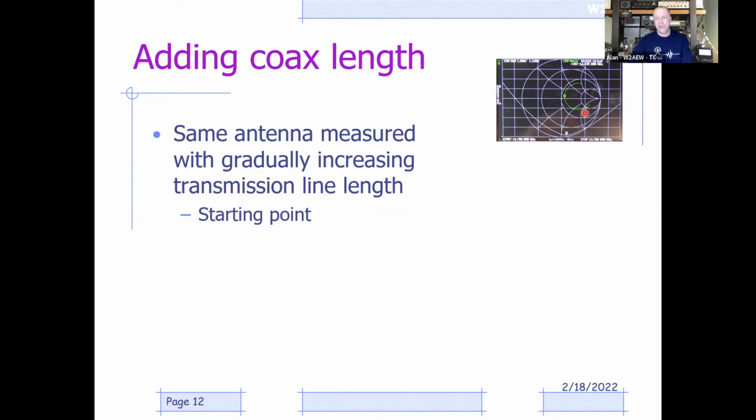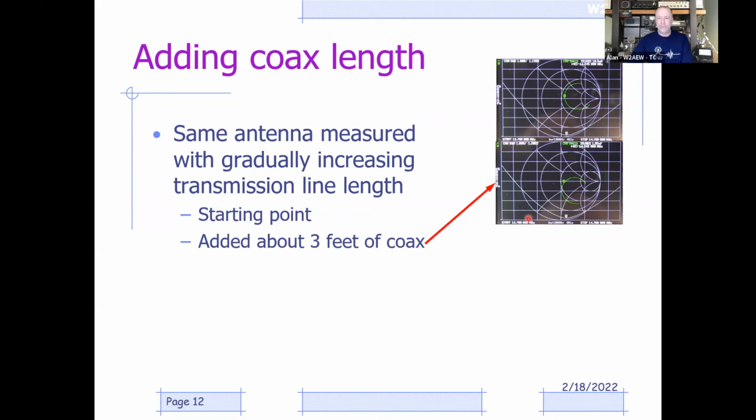So what that means is that essentially every point on this curve is going to rotate around its own circle around the center. This point right here in the center is going to rotate on its own little circle right here. The 13.7 point is going to rotate on a much bigger circle. So there's my starting point. Here I added about 3 feet of coax. So you can see my curve, the whole thing kind of rotated around.